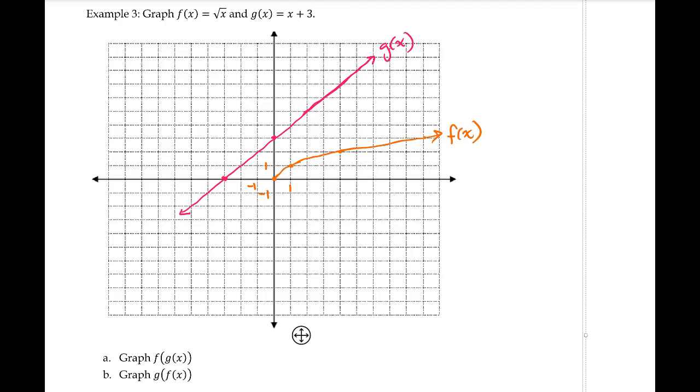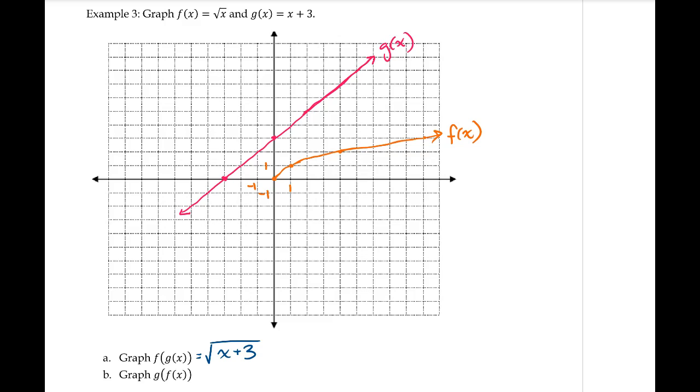So instead of making a table of values, I'm going to do what we were doing in the previous lesson. I'm going to combine these functions and make a new equation. So f of g of x is going to end up being the square root of x plus 3. And when I think about what my transformations mean, that means I'm taking a regular square root graph and shifting it left by 3, because that plus 3 is inside the function.